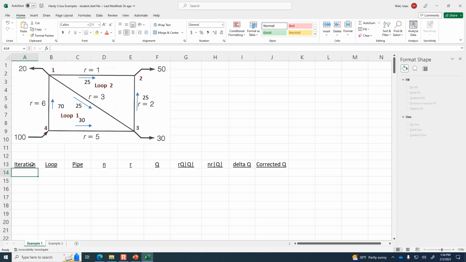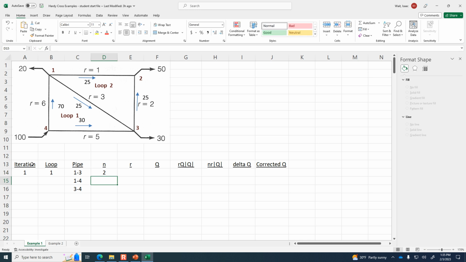So does anybody have questions before we start applying the method? Okay, we're starting with iteration 1. So type in the number 1 here for iteration. We're going to be starting on loop 1 calculations. And let's type in the details for pipe 1-3. I'm going to put quotation marks around 1-3, because if you just put 1 minus 3, I'm not sure if it'll work. So quotation 1-3, 1-4, quotation 3-4. We're going to put in the details for these pipes.